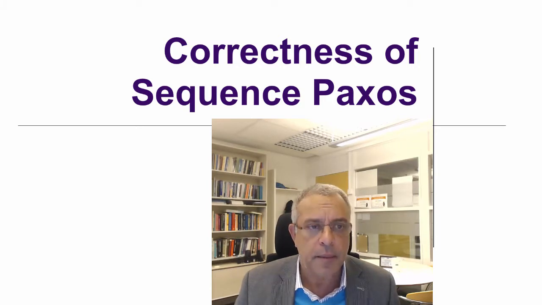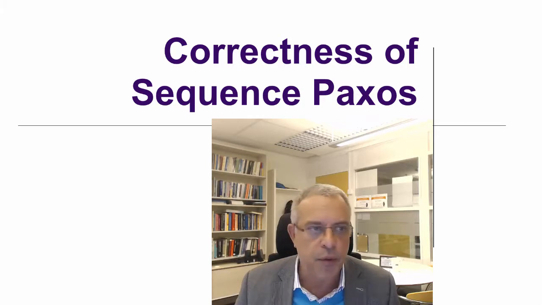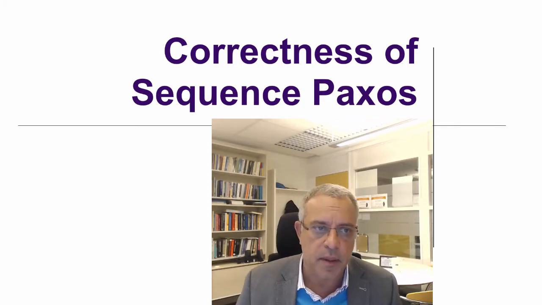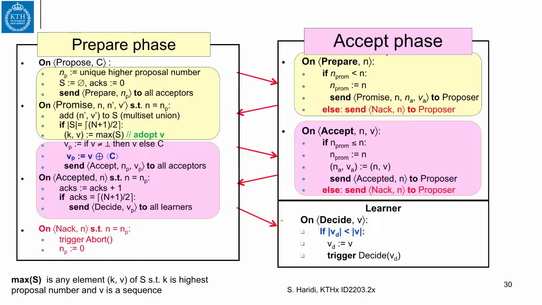We will then proceed by transforming the correctness proof of Paxos to sequence Paxos and prove the properties of sequence consensus. So how do we know that the algorithm is correct? We are going to build on the structure of Paxos. So let us look again at the algorithm.